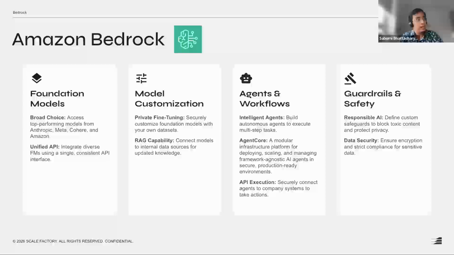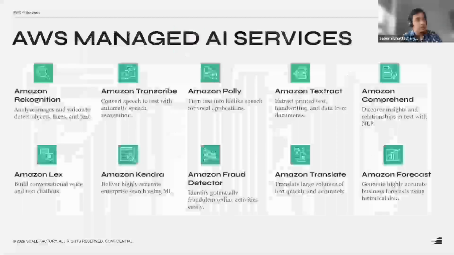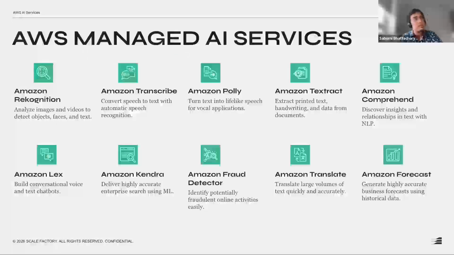But prior to agentic AI use cases, when SageMaker and Bedrock were there, Amazon had its own set of managed AI services that involved image recognition, object recognition, transcription, like speech to text or text to speech conversion, fraud detection, conversational voices and chatbots, and text extraction. All these services were already there, and users have been using them for a long time.